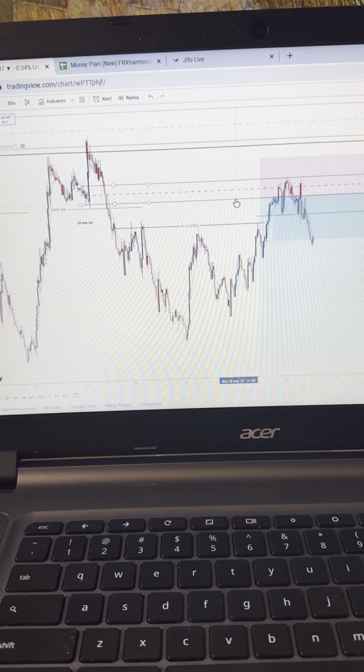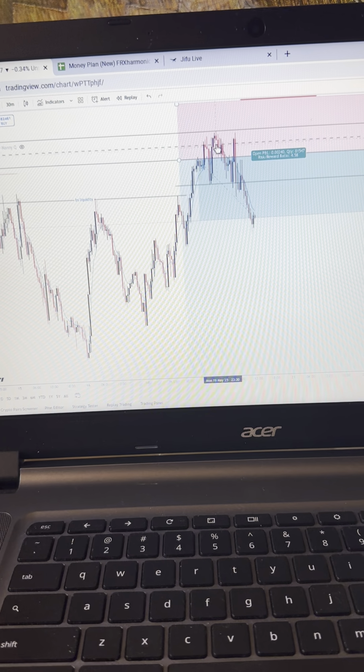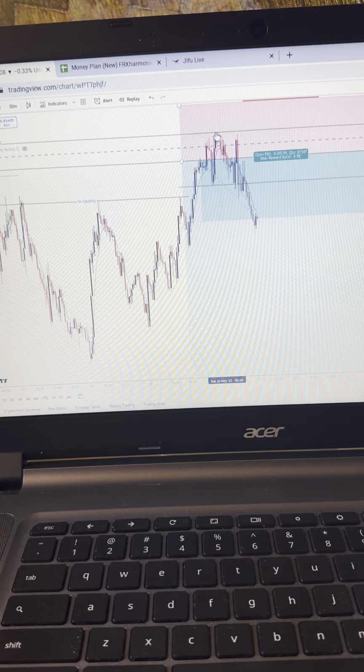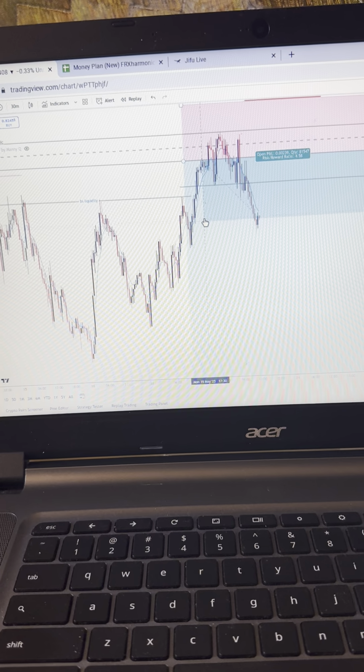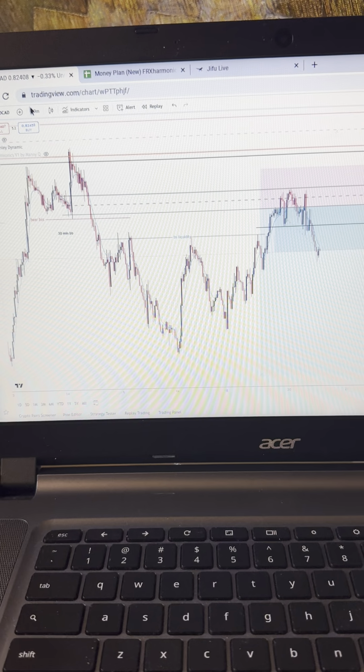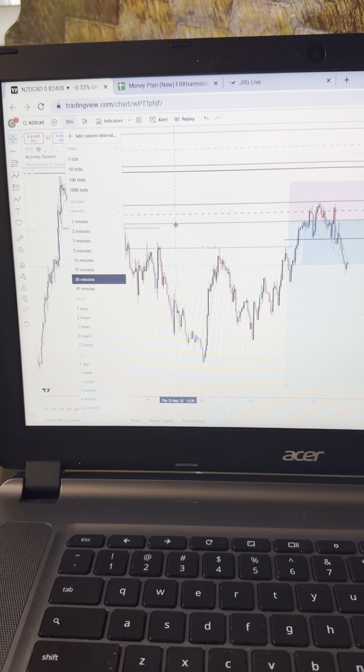When I was showing y'all yesterday, I was currently in drawdown in this area. While this market was in this red zone, I was in drawdown, but the market eventually gave us a good strong push out of the zone, put me in profit, and we're cooking right now. We are cooking.